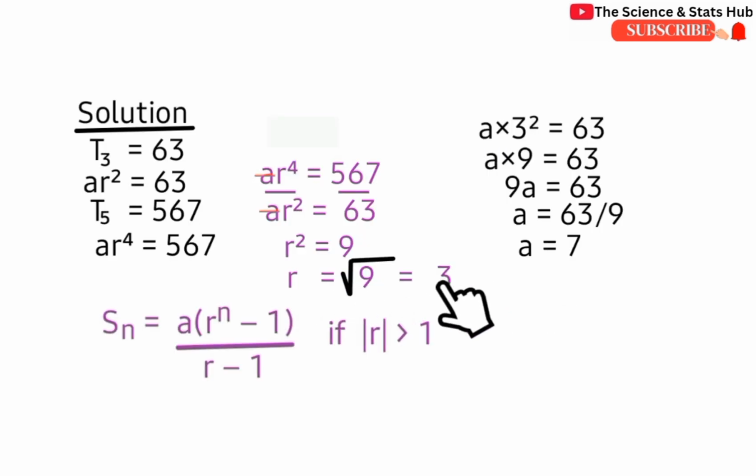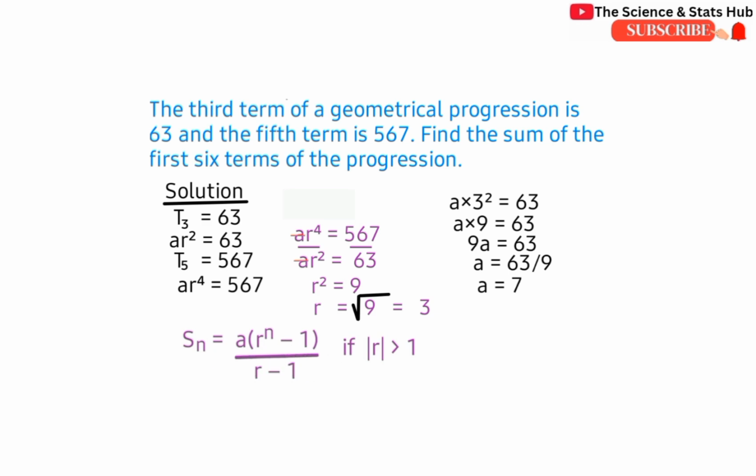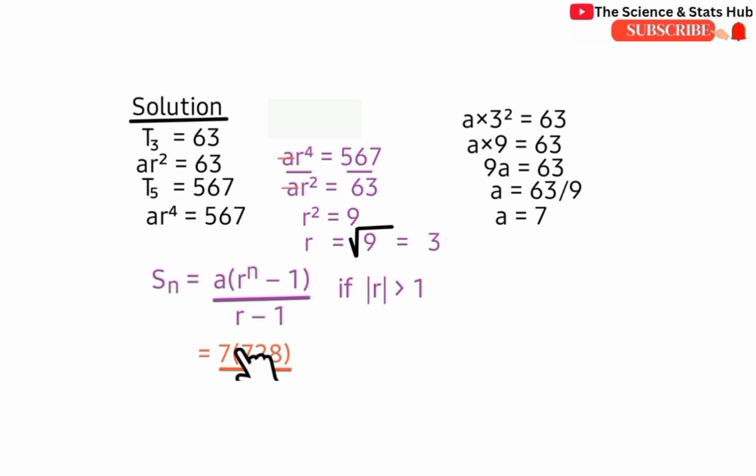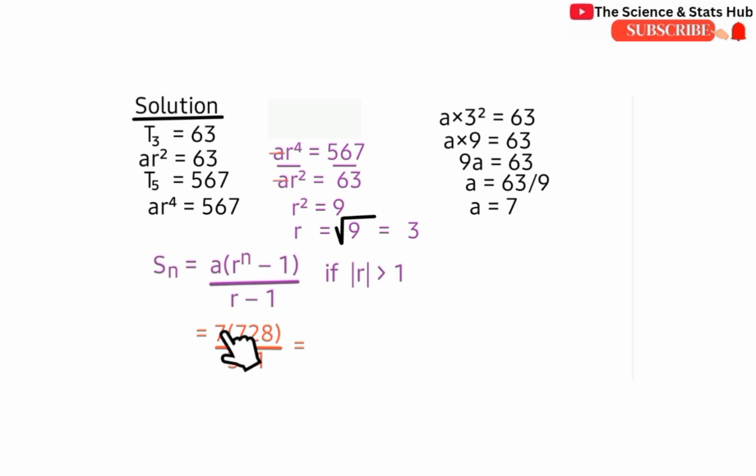Since our R value is 3 and is greater than 1, we apply this formula in finding the sum of the first six terms. The sum of the first six terms will be equal to A multiplied by R raised to power n. Remember, we are asked to find the sum of the first six terms, so n value is 6, minus 1. 3 raised to power 6, minus 1, 729 minus 1, divide by R, 3 minus 1. 7 multiplied by 728, 3 minus 1. 5092 divided by 2. Therefore, the sum of the first six terms of the progression is 2548.